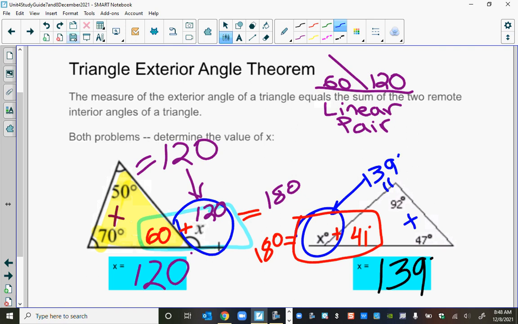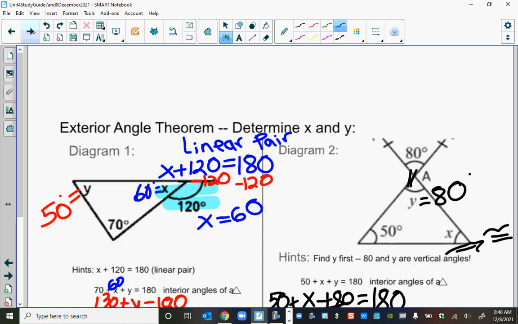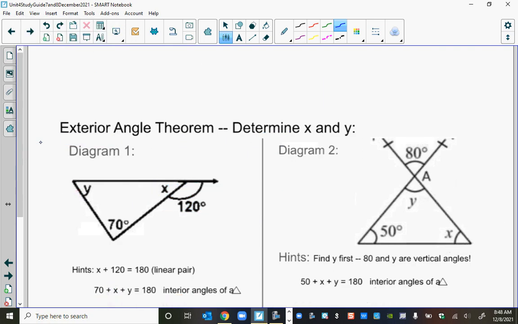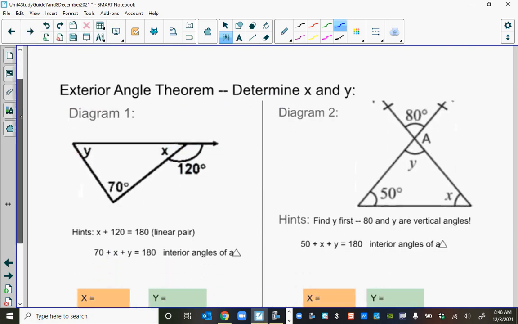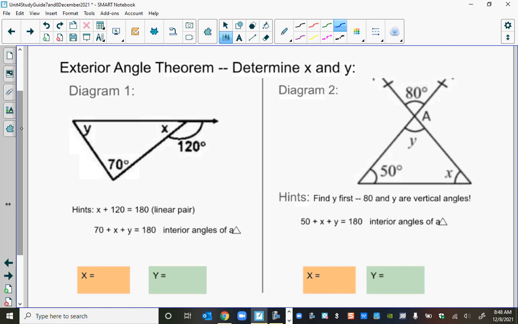Okay, next set of problems is going to deal with the combination of both linear pair, the sum of the three angles is 180, and also vertical angles. So these are going to be rules we're going to need to know going forward.